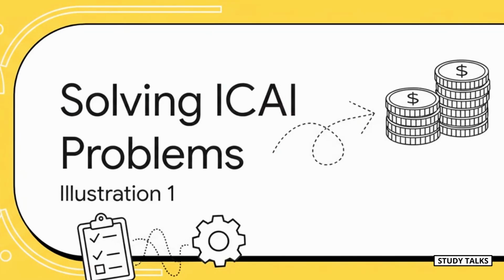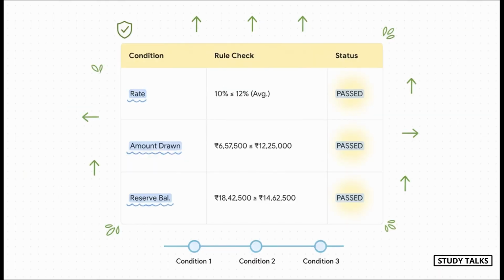You know, theory is great, but marks come from application. So let's move on to our first ICAI-style problem and see how these rules actually work in practice. This is where we put our little checklist to the test. Okay, let's apply our checklist to this company XYZ Ltd. They want to declare a 10% dividend. As you can see, we're going to check each condition one by one. First, the rate. Is 10% less than or equal to their 3-year average of 12%? Yes, it is. So check 1 is passed.